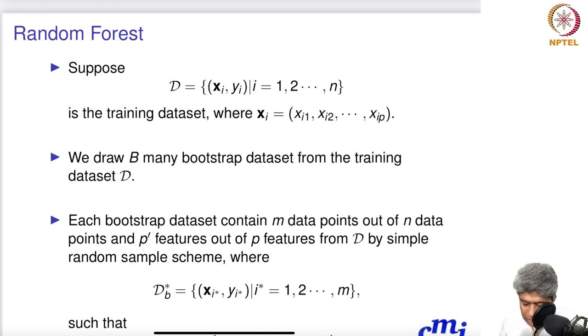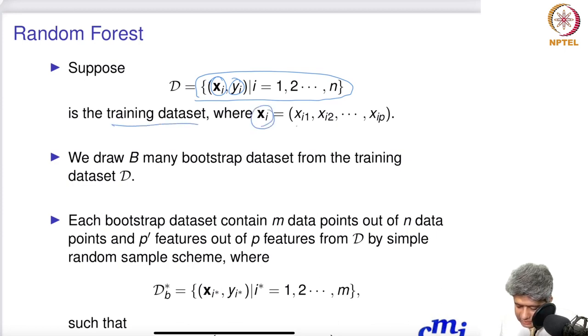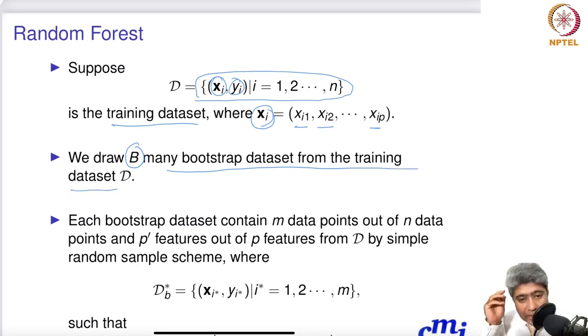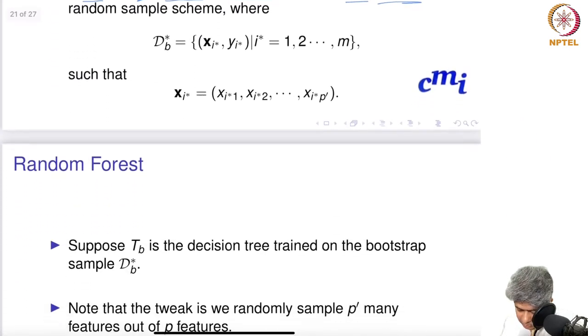Suppose this is my data set, some bunch of xi's and some yi, the training data set where xi is xi1, xi2, up to xip. We draw capital B many bootstrap data sets from the training data set D. Each bootstrap data set contains m data points out of n data points, and p' features out of p features, from the D of m samples. Let me try to explain what it is doing.